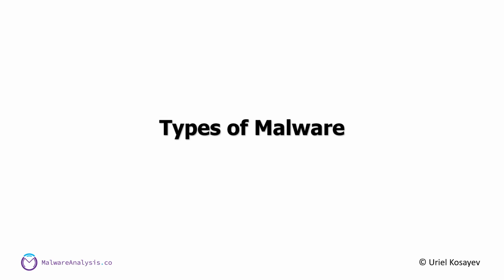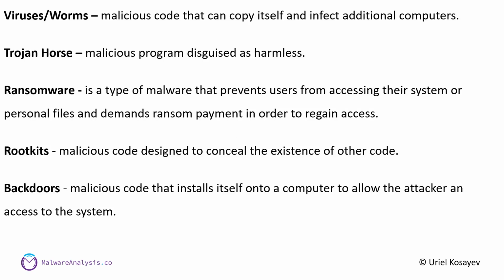Let's continue to the types of malware. The first malware type is a virus or worm. A virus is malicious code that can copy itself and infect additional computers. There are viruses that can copy themselves or malicious code into other files in the same system, and worms can propagate even to other computers.